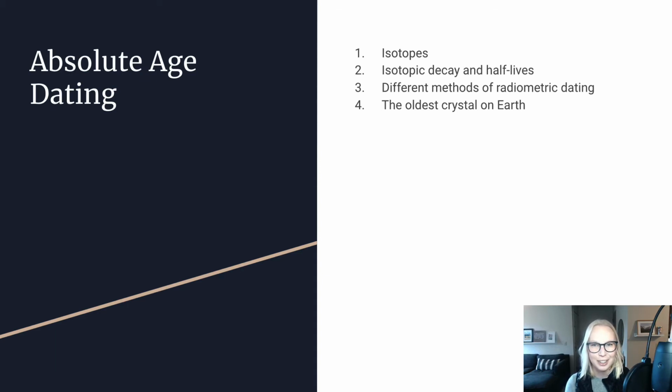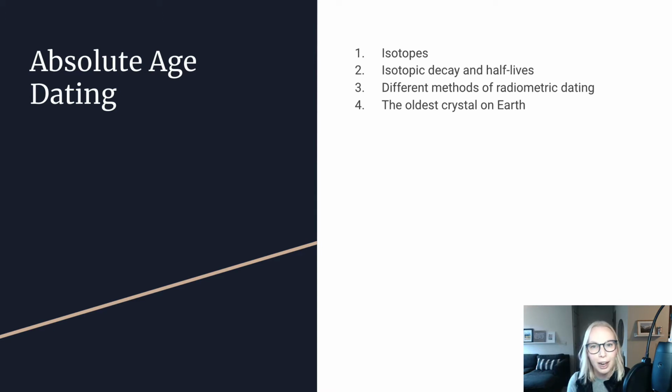In this lesson we're going to be discussing absolute age dating. In a previous lesson we talked about relative age dating, and this was before we had any sort of understanding of isotopes and radioactive decay. But once we got into the 20th century and we discovered radioactive decay, it became possible for us to actually get an exact or very close to an exact age on rocks and minerals. So we're going to talk about that process a little bit today.